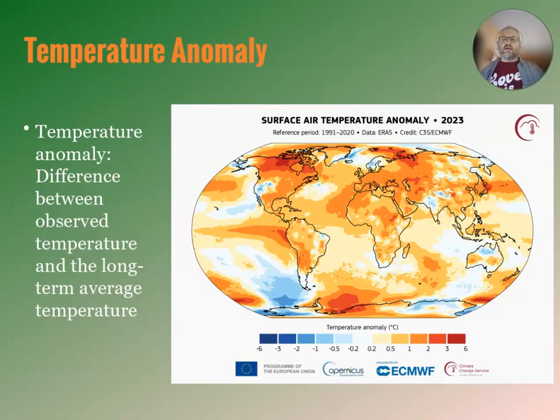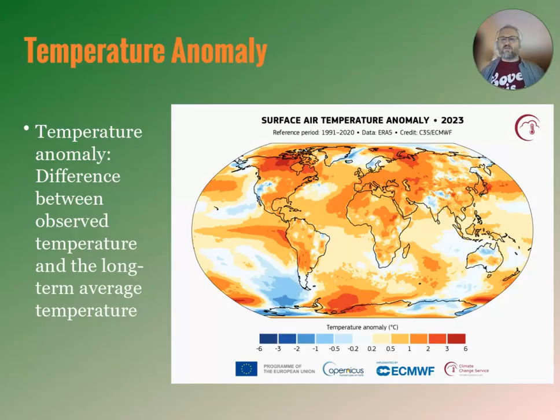So the image that you see there is the surface temperature anomaly for the year 2023 as compared to the reference period of 1991 to 2020. So you always have a long-term average that you're comparing to. Compared to the temperatures from 1991 through 2020, you can see some parts of the Earth in 2023 were significantly warmer. If you look, for example, at Canada, you have 2 or 3 degrees warmer than average in 2023.